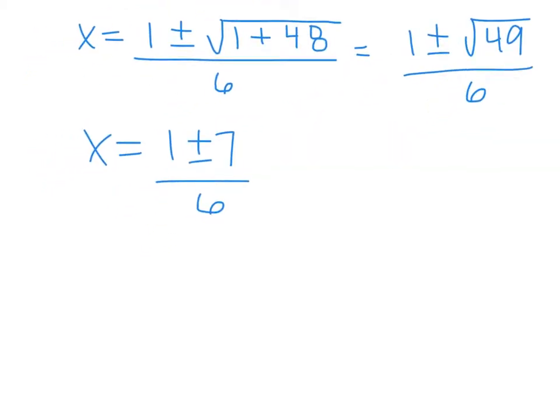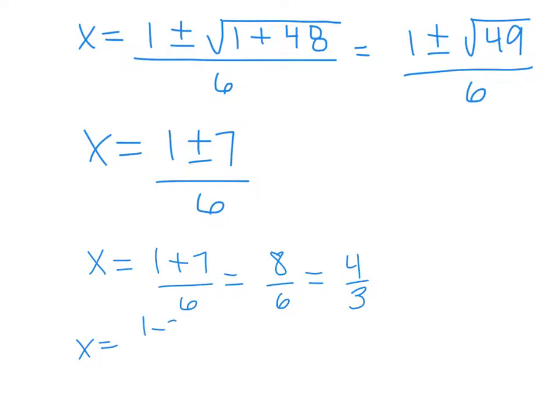All right, so we're kind of used to this now. We know that's actually two solutions, so 1 plus 7 over 6, so we get 8/6 or 4/3. We reduce it, and x equals 1 minus 7 over 6, or negative 6 over 6, so negative 1. All right, and there are two solutions.